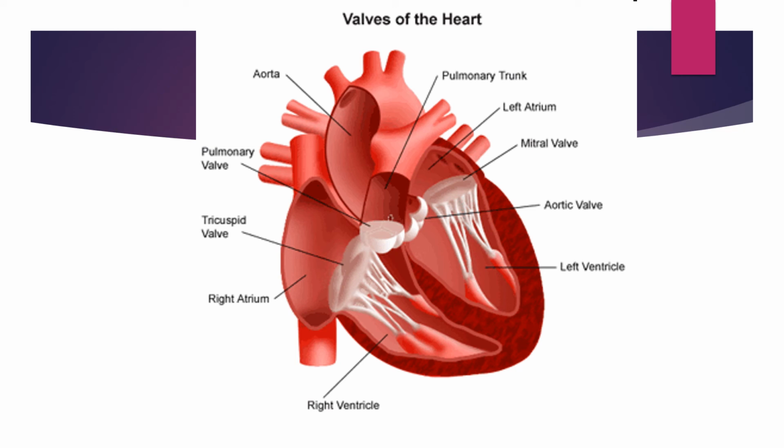Here in this slide we can see the valves which are present. From the right atrium to the right ventricle we have the tricuspid valve. After that, when the blood goes from the right ventricle onward, we have the pulmonary valve there. After that, we have the mitral valve at the junction of the left atrium and left ventricle, and the aortic valve between the left ventricle and the aorta.